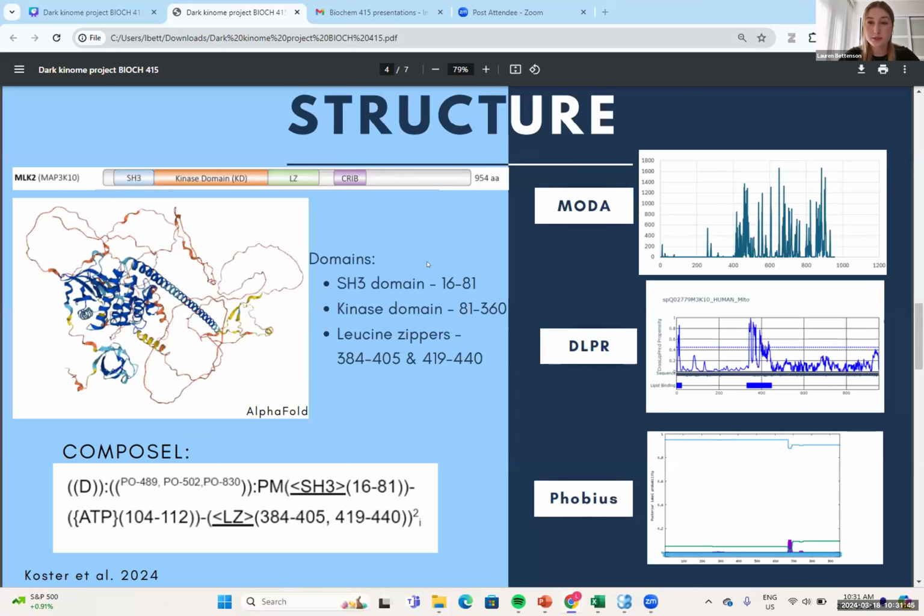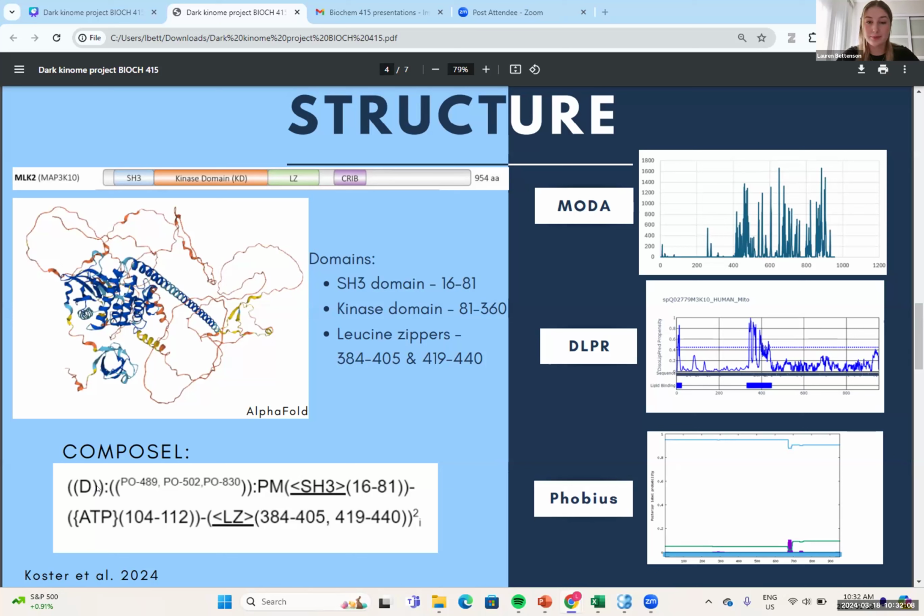And so unfortunately, there is no fully crystallized structure of this protein yet. So here in the AlphaFold, the places with the largest confidence is just the SH3 domain, which is the only PDB file that there is for this protein. You can see in the Phobius plot that there is no signal peptide, and there is a relatively low chance of a transmembrane domain.